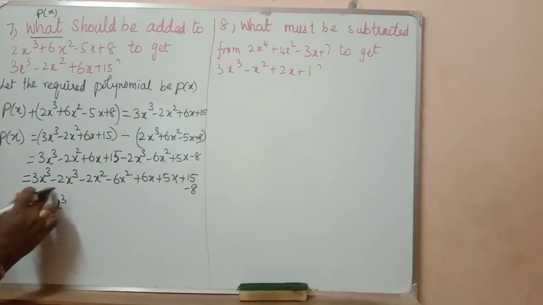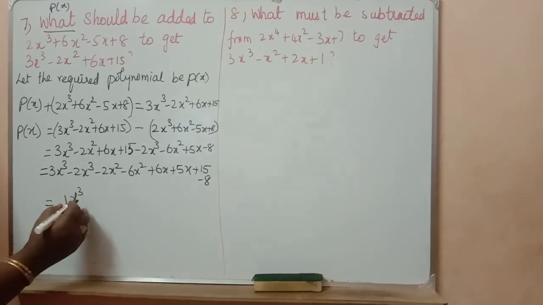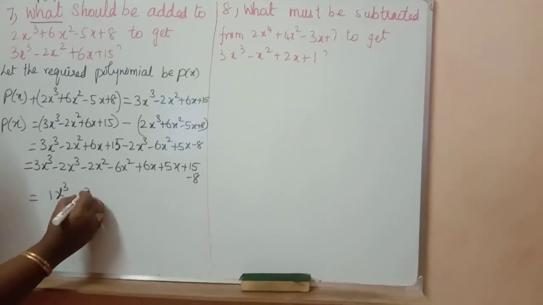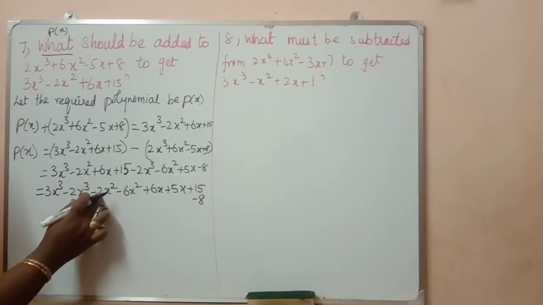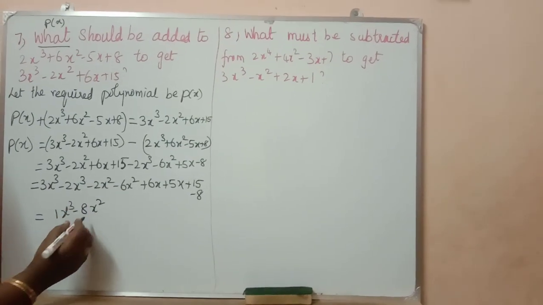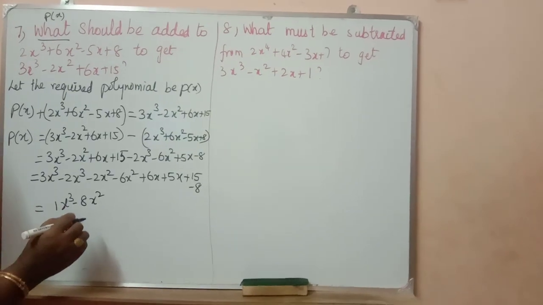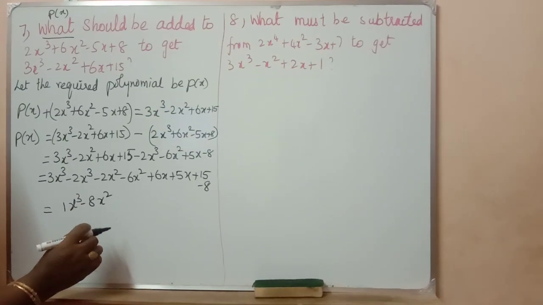3 minus 2, different sign, subtract and put the greatest number sign. Next, x square, same sign, minus 2 minus 6, same sign. So add these two numbers, minus. So same sign, add and put the same sign; different sign, subtract and put the greatest number sign.